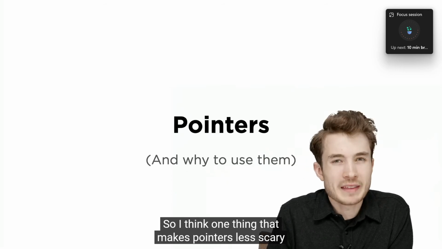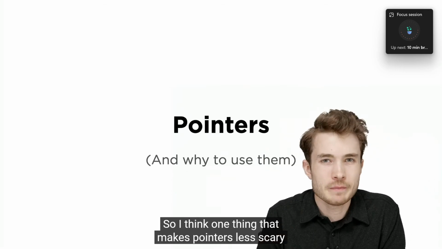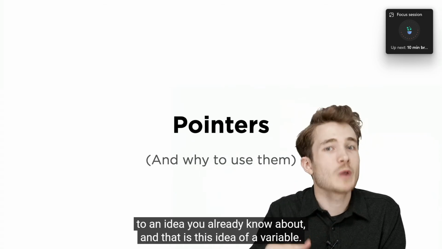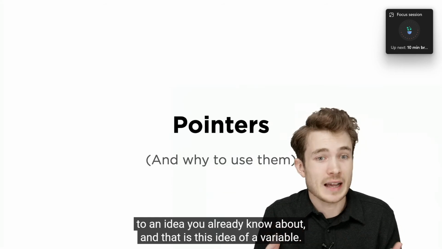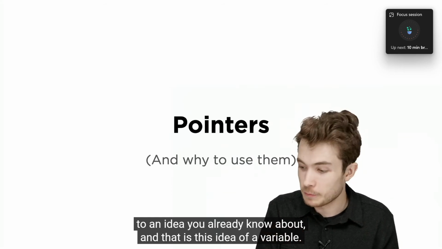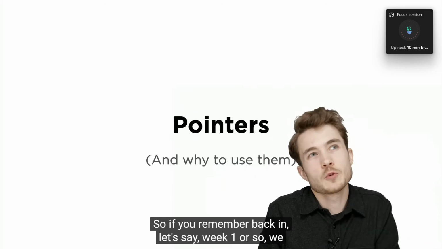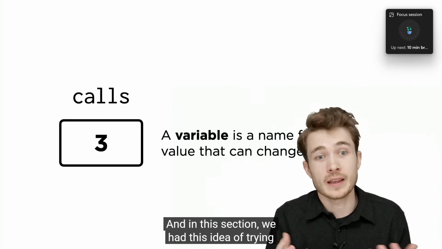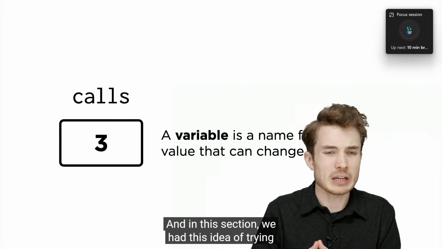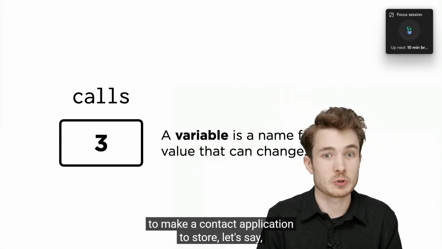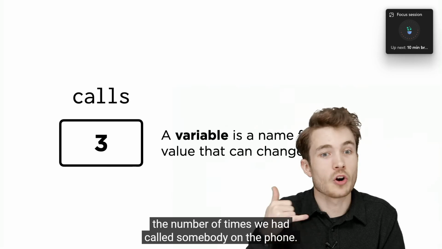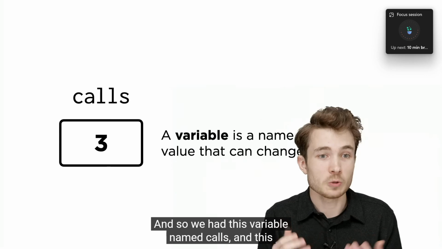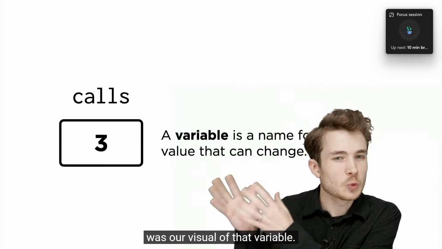So I think one thing that makes pointers less scary is this idea that they really tie closely to an idea you already know about. And that is this idea of a variable. So if you remember back in, let's say, week 1 or so, we talked about this idea of a variable. And in this section, we had this idea of trying to make a contact application to store, let's say, the number of times we had called somebody on the phone. And so we had this variable named calls, and this was our visual of that variable.